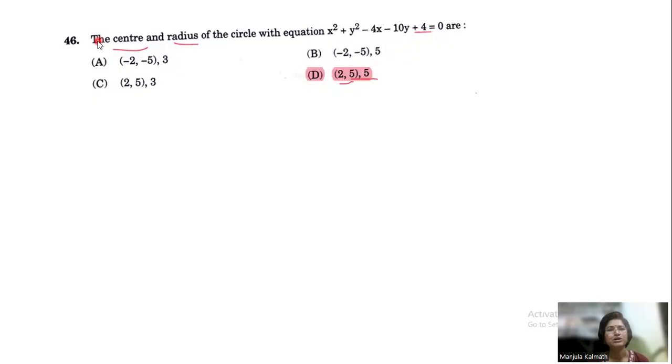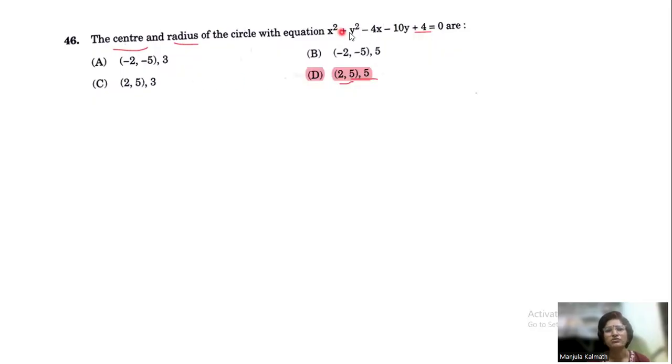The next problem is: find the center and radius of the circle with equation x² + y² − 4x − 10y + 4 = 0. First of all, in order to solve this problem, we'll have a clear idea about the center and radius. What is the equation of the center and radius here?